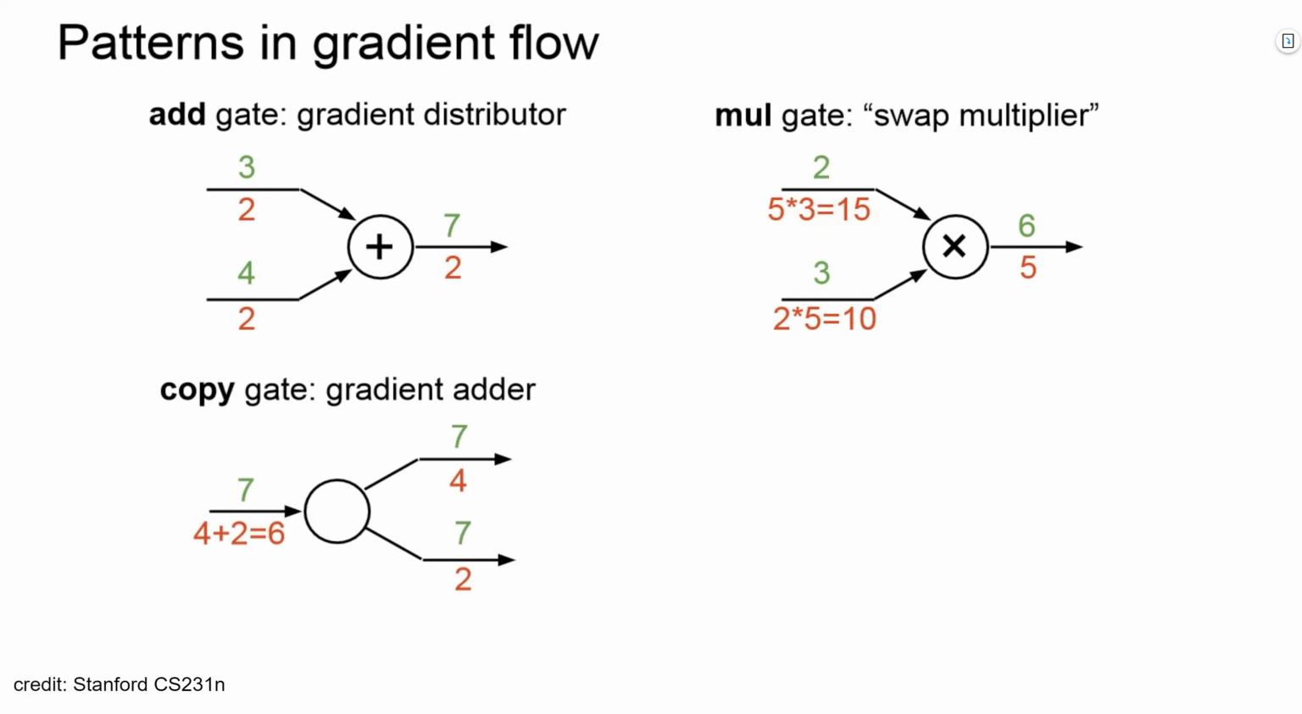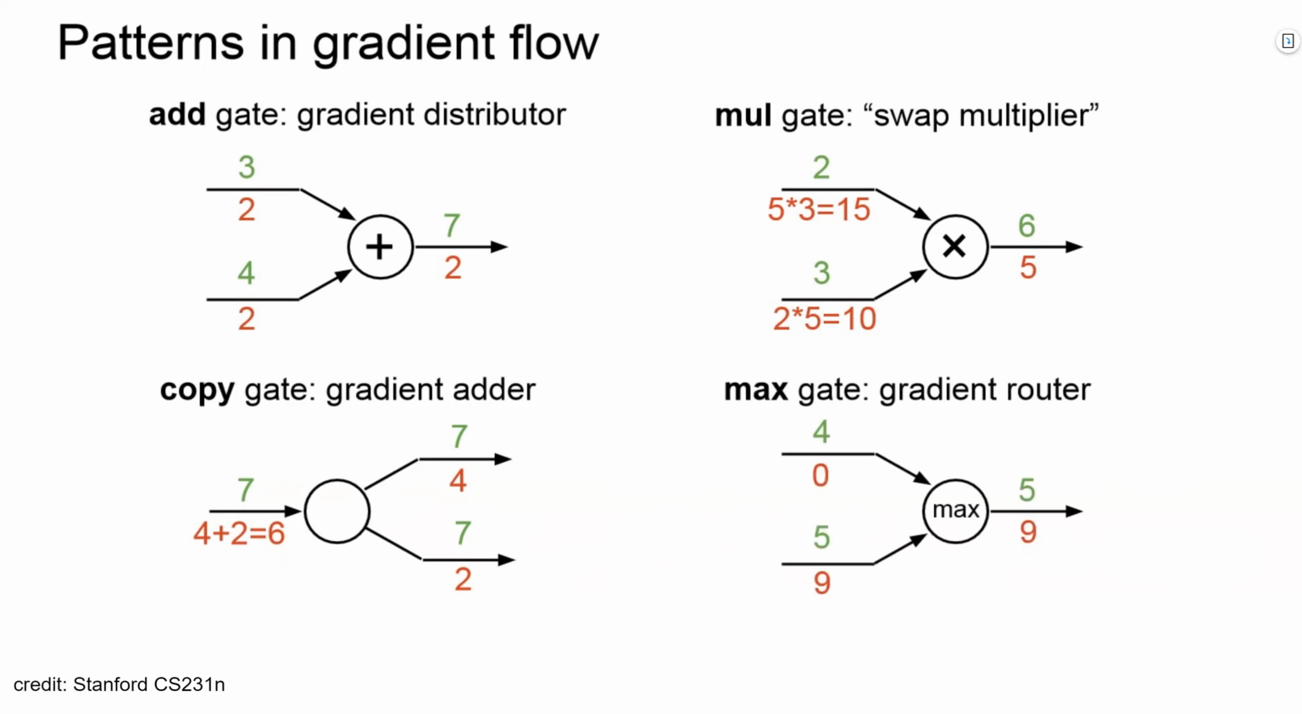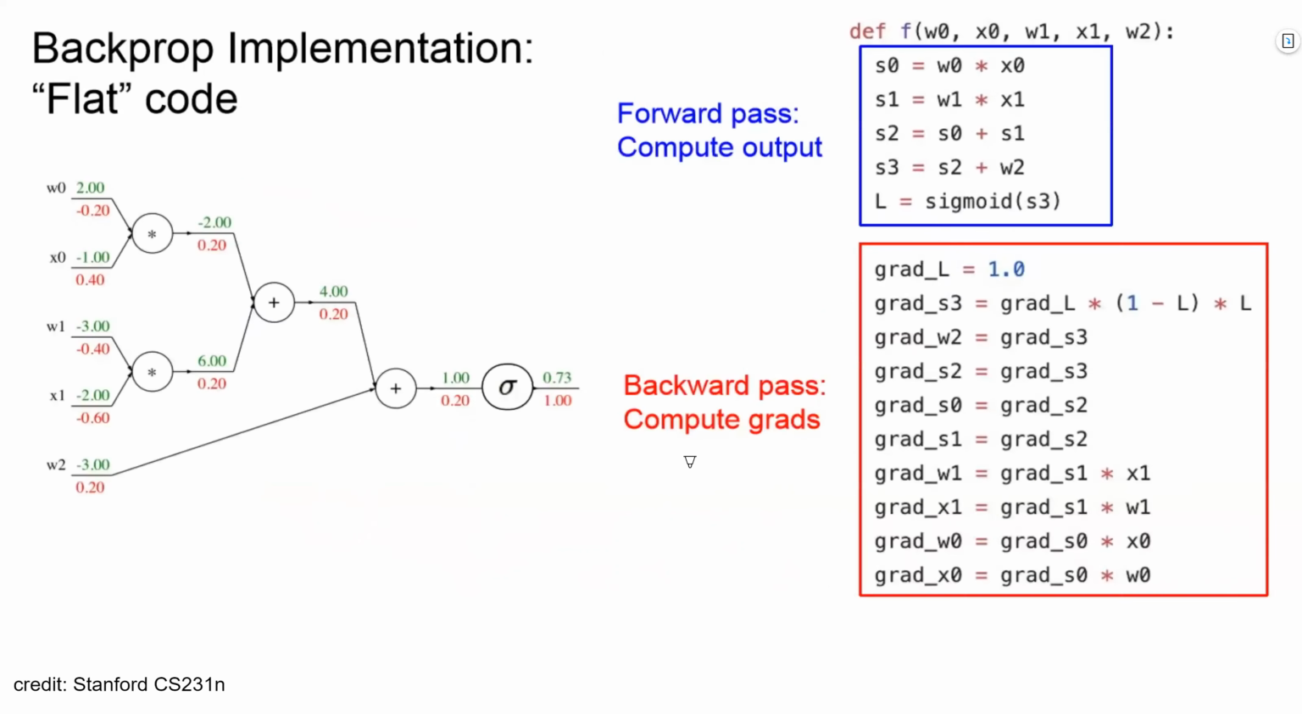And the copy gate is a gradient adder. So the gradients from this and this line get added. And the max gate is a gradient router. Only the line having the maximum value receives the upstream gradient. The other one receives 0 gradient.